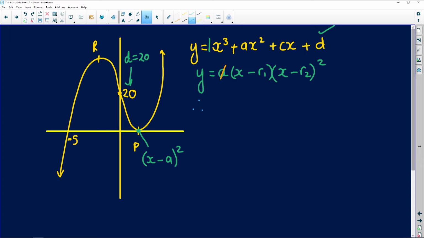Therefore, what do we see? We see that y is equal to x minus 5. Again, the double negative appears. So that's x plus 5. And let's just introduce that root as an a. So x minus a all squared.